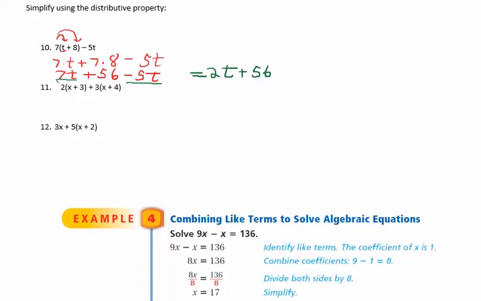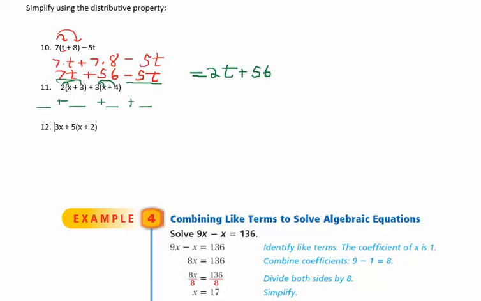In number 11, this one's interesting. You'll be doing the distributive property twice. So you have 2 times x plus 2 times 3, and then 3 times x plus 3 times 4. So you'll have 1, 2, 3, 4 things. They're all pluses, and some of them will be like terms, and you'll be able to combine.